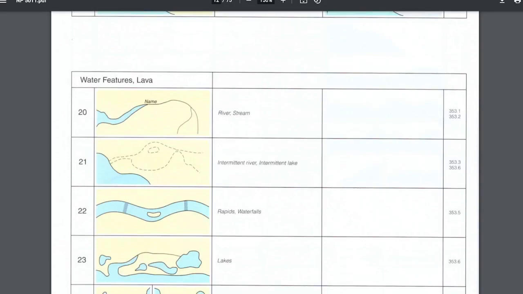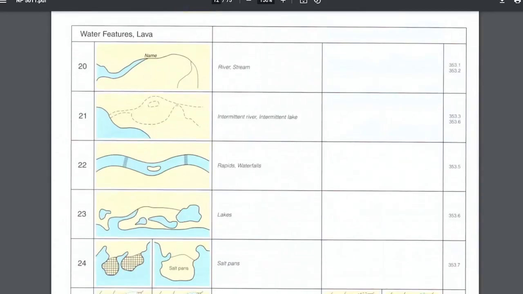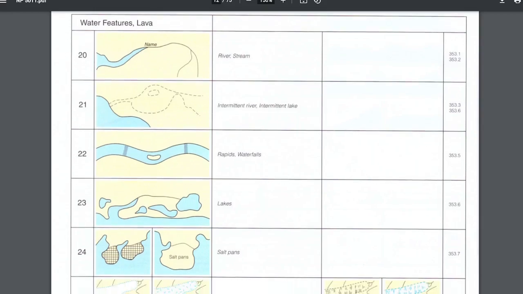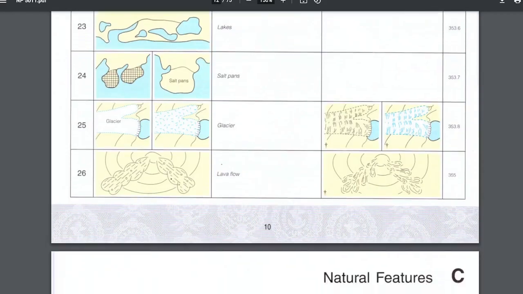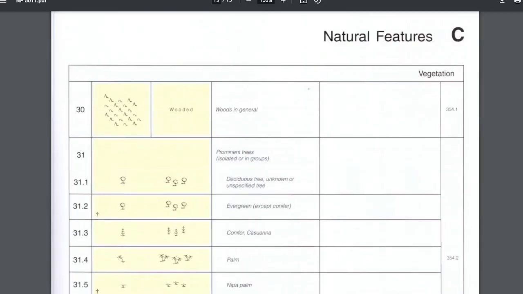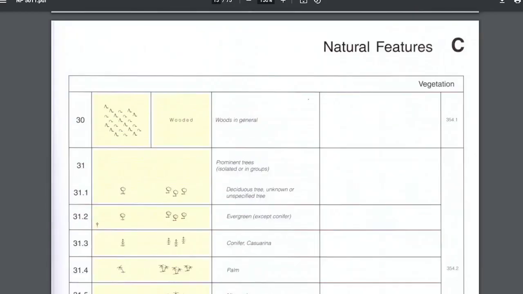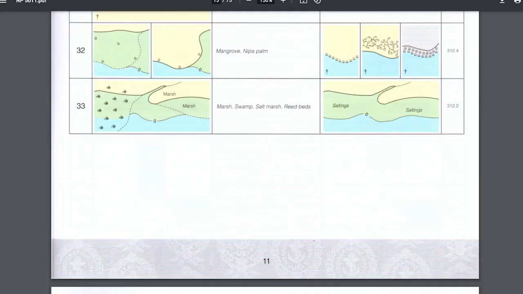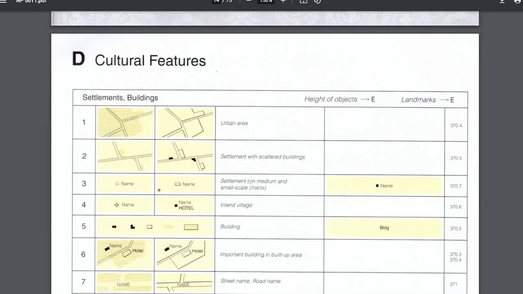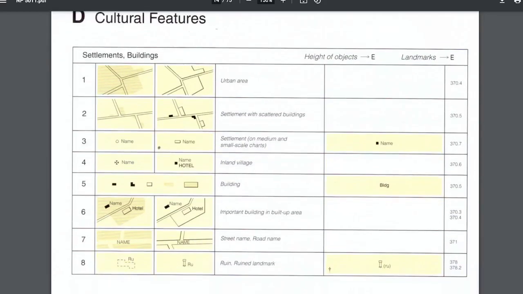Water features, all the water bodies and their features like a lake, a river, stream, intermittent river, rapids, waterfalls, glaciers, lava flow. Cultural features, settlement, buildings, urban area. These are not that important.